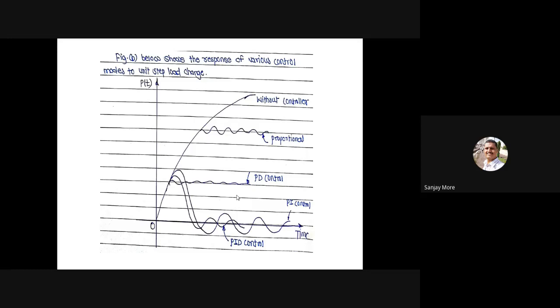Then draw this last graph. Here it displays the various control modes for unit step load changes, meaning the load will change. These three controllers, proportional, derivative and integral, change their position with respect to the changing load. Okay, so draw this graph.